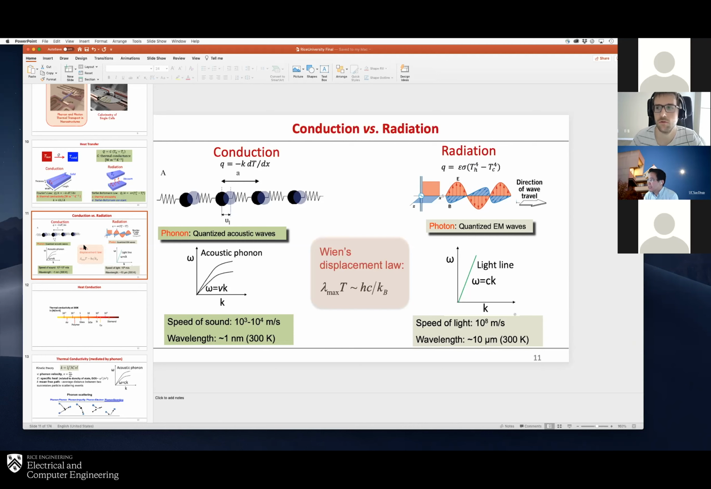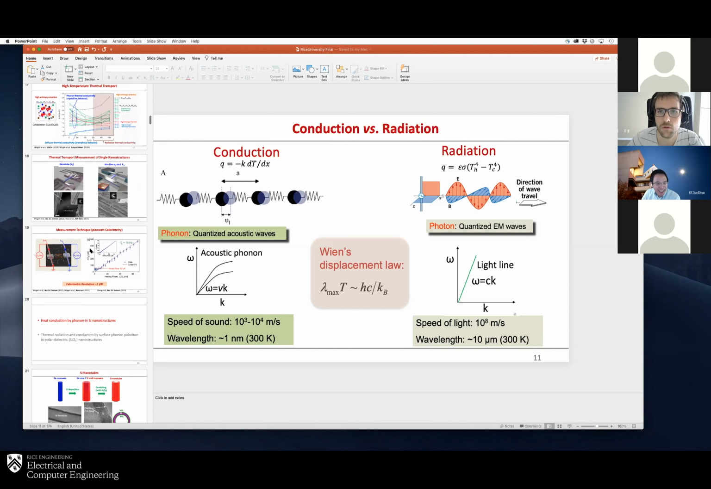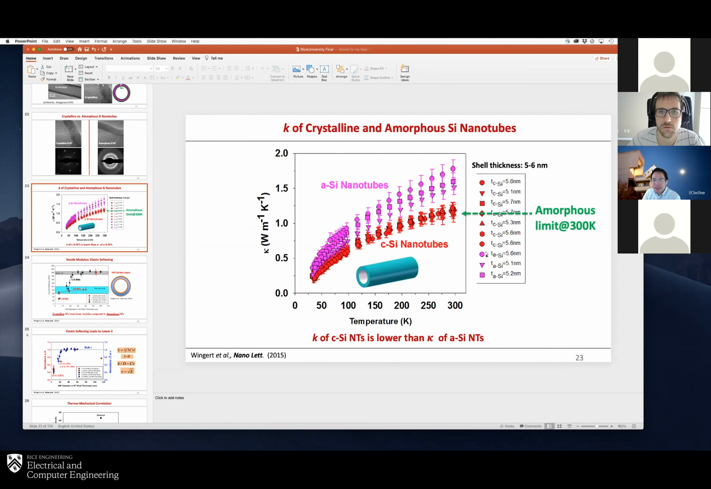I see. If I may ask one more follow-up. Yeah, sure. The thermal conductivity increases when you go from crystalline to amorphous, right? Yes, for this very particular case, that's right. Normally it's reduced from crystalline to amorphous, like bulk silicon is reduced from 100 in crystalline silicon to 1 in amorphous silicon. But in this very particular case, with 5 to 6 nanometer shell thickness, it increased maybe by 50% when you go to amorphous.